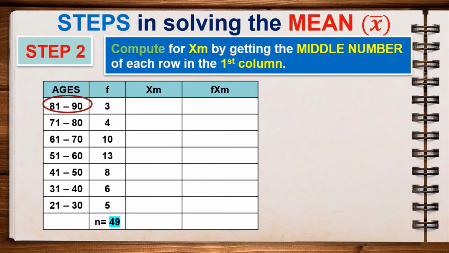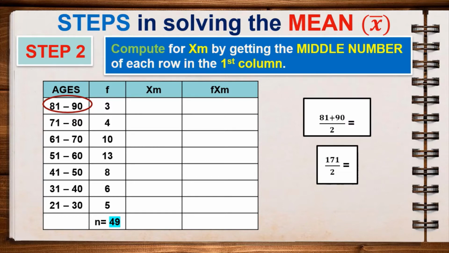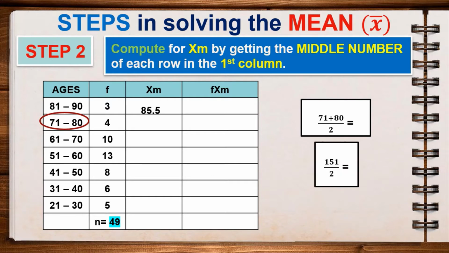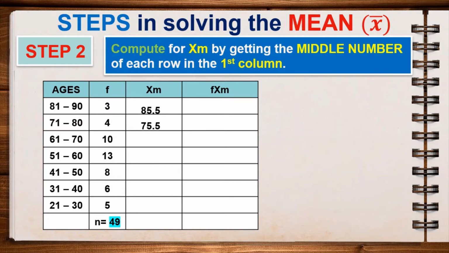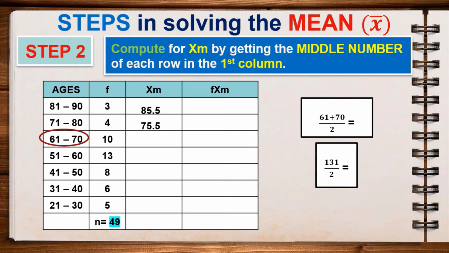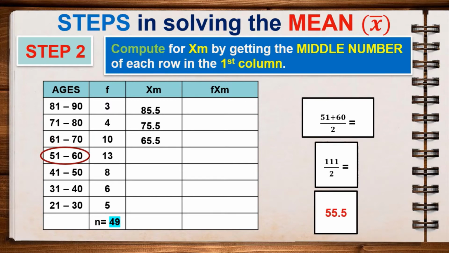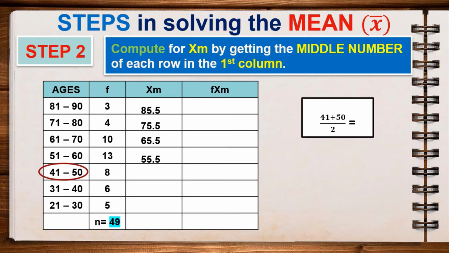So from the interval 81 plus 90, that is 171 divided by 2, 85.5. So that's the answer. And then 71 plus 80. So i-add lang po natin yung interval. Okay? So that will be 151 over 2. That is 75.5. Next is 61 plus 70. That's 131 divided by 2. That is 65.5. And then 51 plus 60, that's 111 divided by 2, that's 55.5.